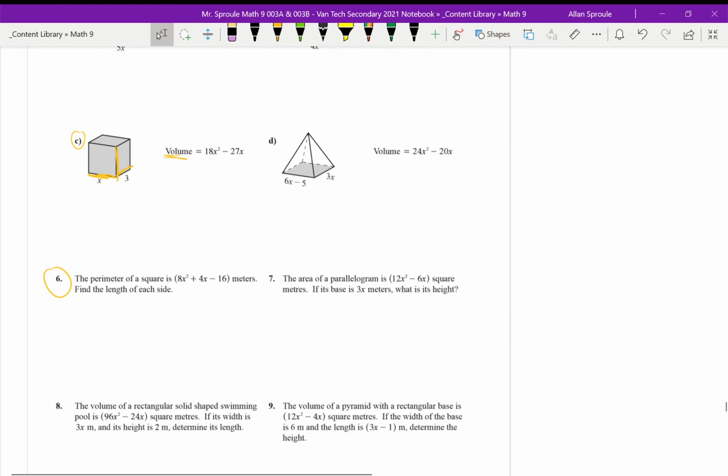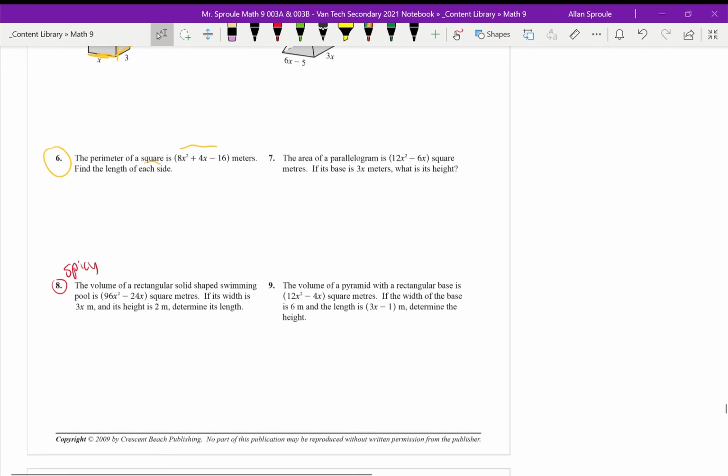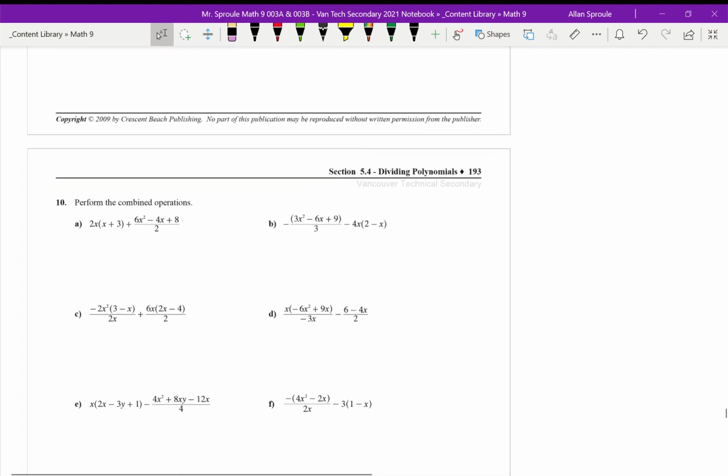6, perimeter. So keep in mind it's a square shape and it gives you the answer. So you have to find the length of each side. So use what you know about squares. This is where we start to get spicy. This is giving us a volume of a rectangular solid swimming pool. And then we actually go back to a medium spicy.